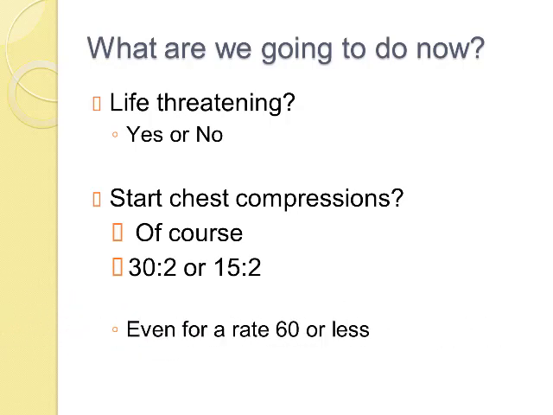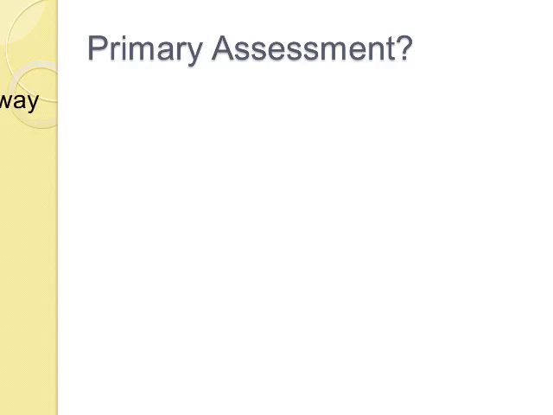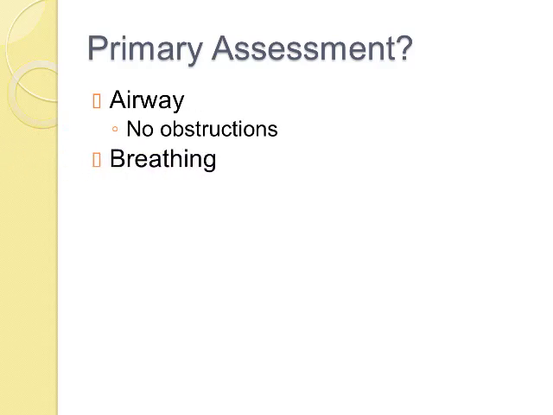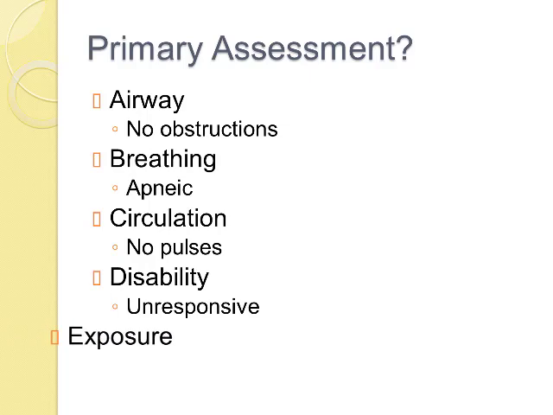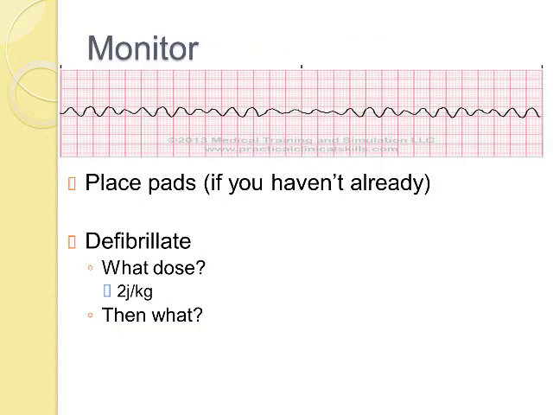At the age of 5 and younger, if their heart rates are less than 60, it's generally recommended to start compressions to support vital signs. His airway, our primary assessment, has no visible obstructions. His breathing is apneic. His circulation is without. His disability is unresponsive, and his exposure is unremarkable.